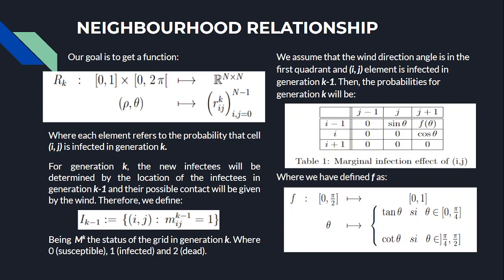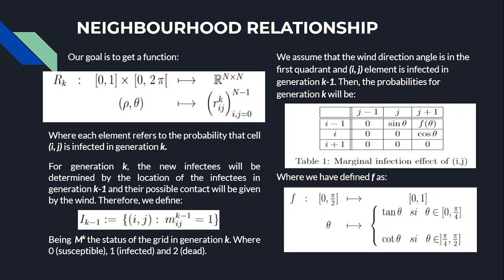Once this is clear, given the direction of the wind and the infected element ij, we have to determine the probability values. To do that, we are going to use basic trigonometric functions such as tangent, cotangent, sinus, or cosinus. As we can see in table 1 on the slide, we will determine the values in a similar way as in polar coordinates.